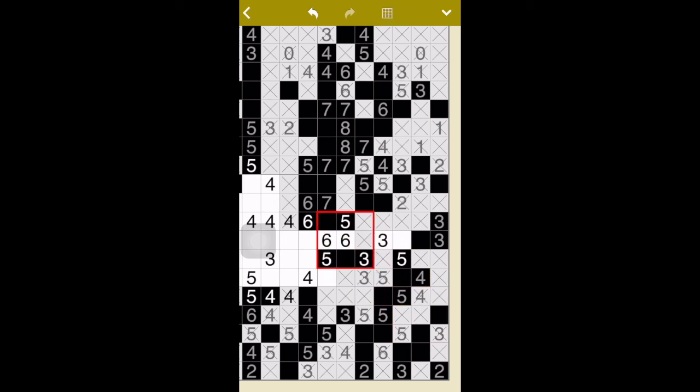Same number, right? 2 gray, 1 black, 2 gray. 6 and 5, difference of 2, difference of 1.